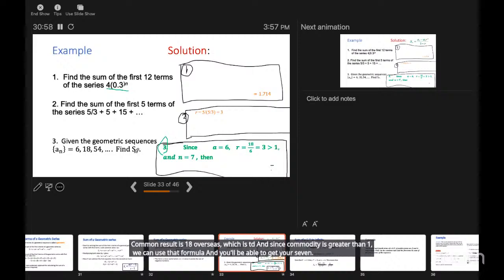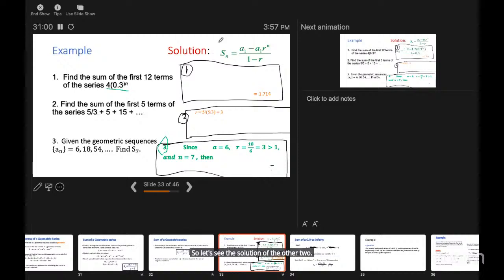So let's see the solution of the other 2. This is the formula you are using. Sn is equal to A times (1 minus R^n) over (1 minus R). Or you change the order depending on what your R is.